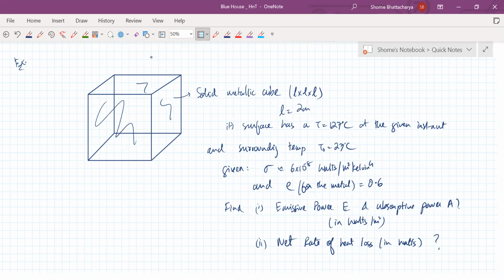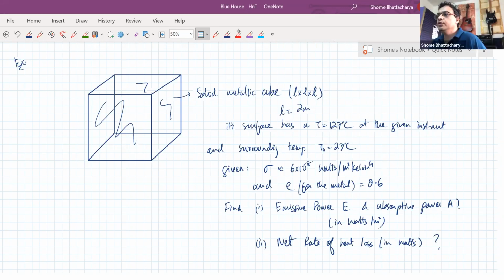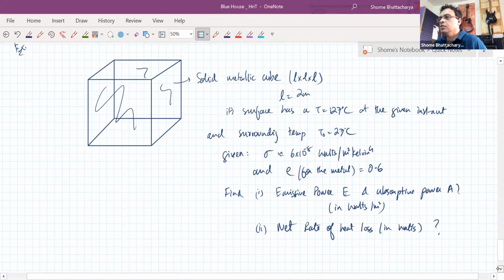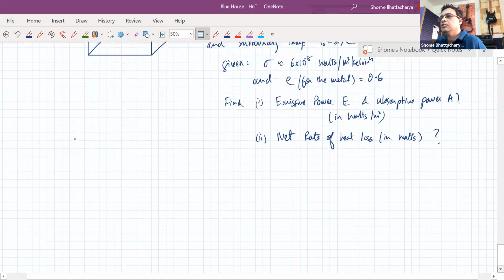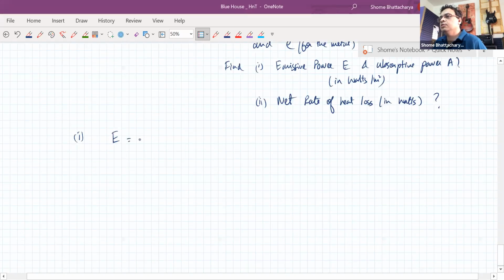Okay, so the first thing you have to be careful about in these calculations is units. Remember that you will substitute T naught and T in Kelvin in your equations. So the first part, emissive power, will be emissivity into sigma into temperature of the surface to the power 4.